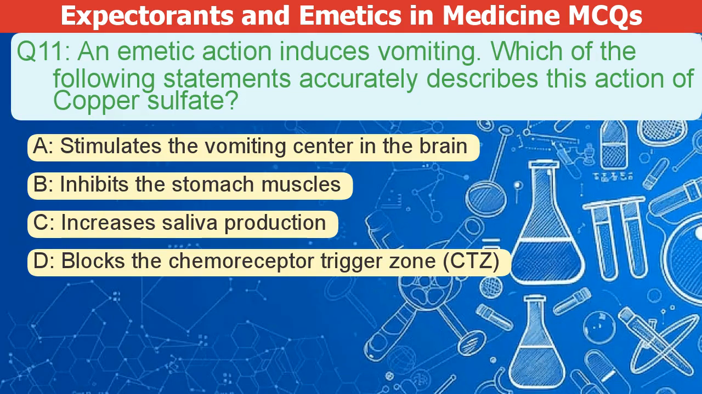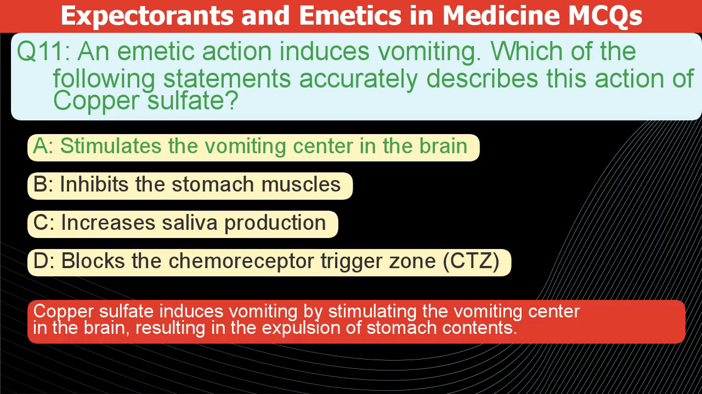An emetic action induces vomiting. Which of the following statements accurately describes this action of copper sulfate? A. Stimulates the vomiting center in the brain. B. Inhibits the stomach muscles. C. Increases saliva production. D. Blocks the chemoreceptor trigger zone, or CTZ. The correct answer is A. Copper sulfate induces vomiting by stimulating the vomiting center in the brain, resulting in the expulsion of stomach contents.